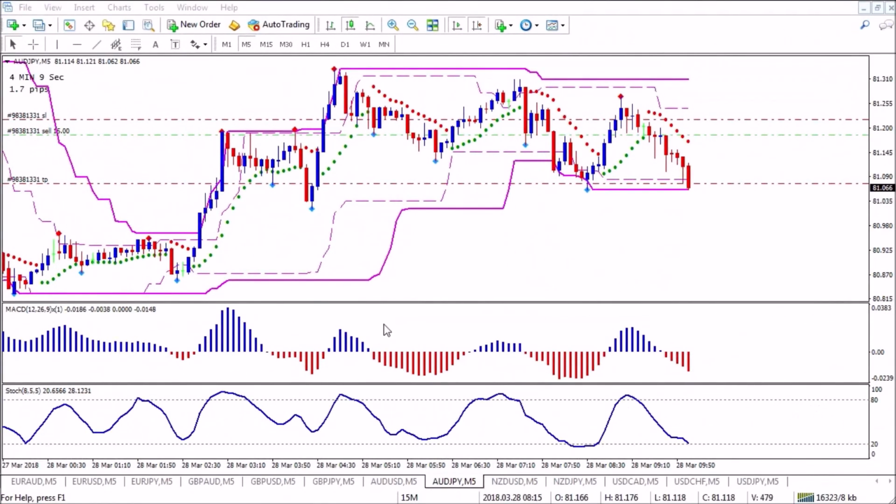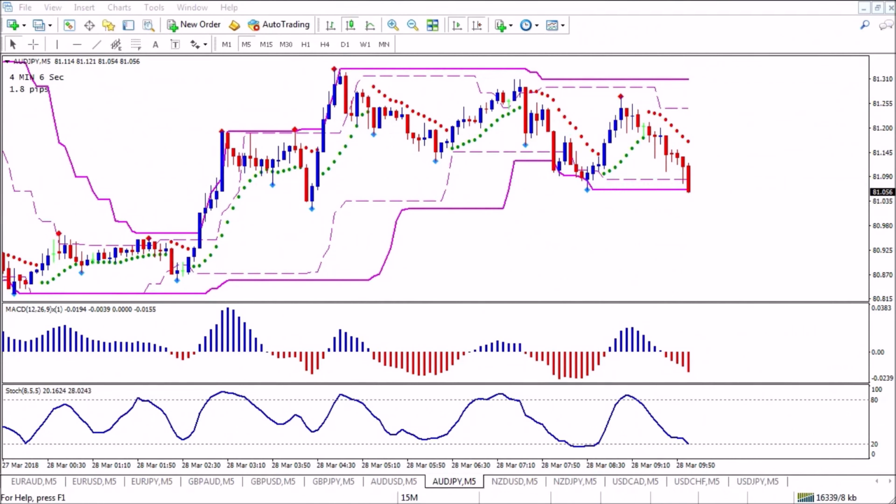So we are just about there. And that's it. We are out of the trade in profit. So we got the signal to go short in this area here, and of course our take profit.